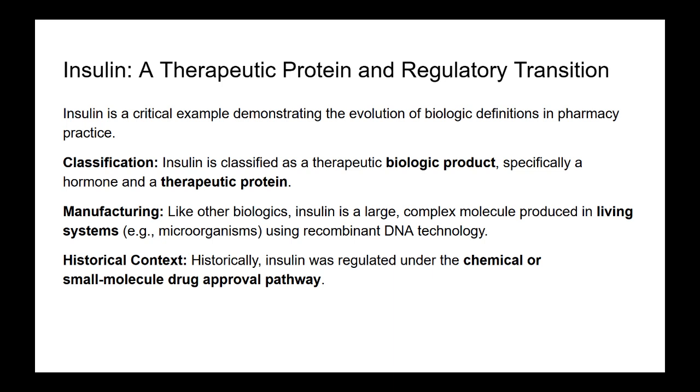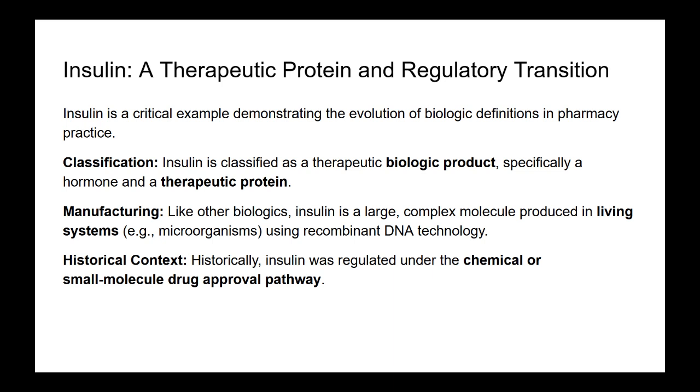Insulin falls distinctly into the category of therapeutic biologic products because of its composition and manufacturing process. Insulin is classified as a hormone and as a therapeutic protein. It is a protein-based drug that, similar to other biologics, naturally occurs in the human body. However, in patients with deficiencies, such as those with insulin-dependent diabetes, insulin is administered therapeutically.